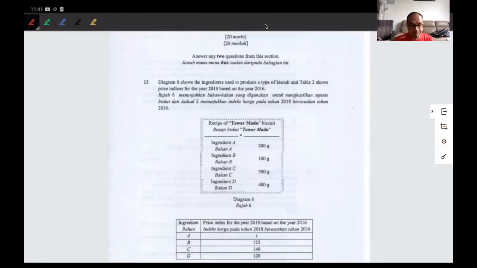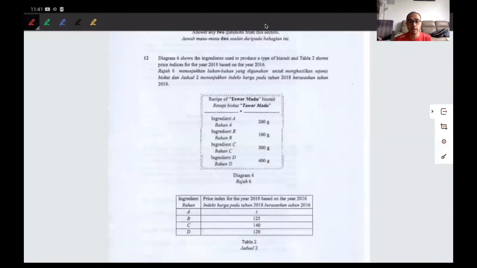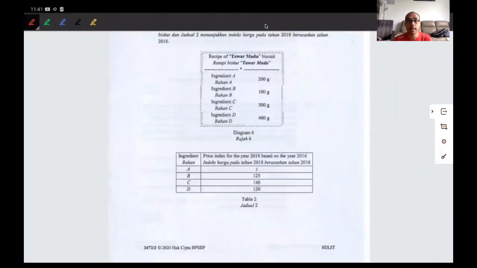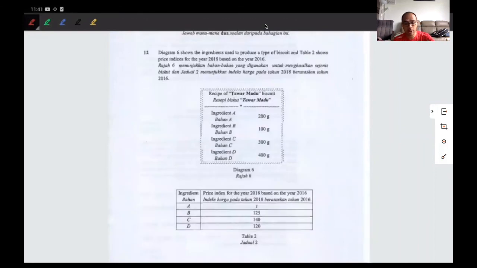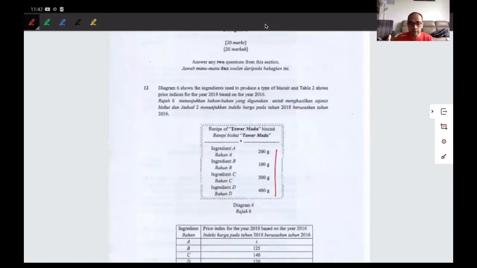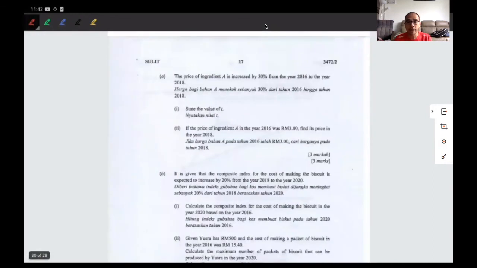Okay. Diagram 6 shows the ingredients used to produce a type of biscuit. Table 2 shows the price indices. Okay, so nice. So what do you think this is? This looks like the pemberat, the weightage. Okay, for 2018, based on the year 2016. Okay, so this 200, 100, 300, 400 looks like the pemberat lah. So the price of ingredient A is increased 30% from the year 2016 to the year 2018.